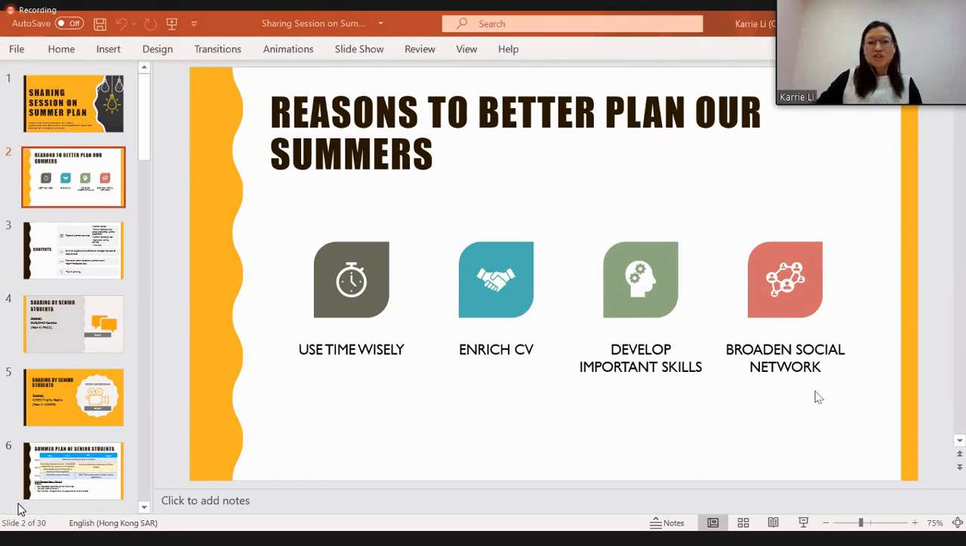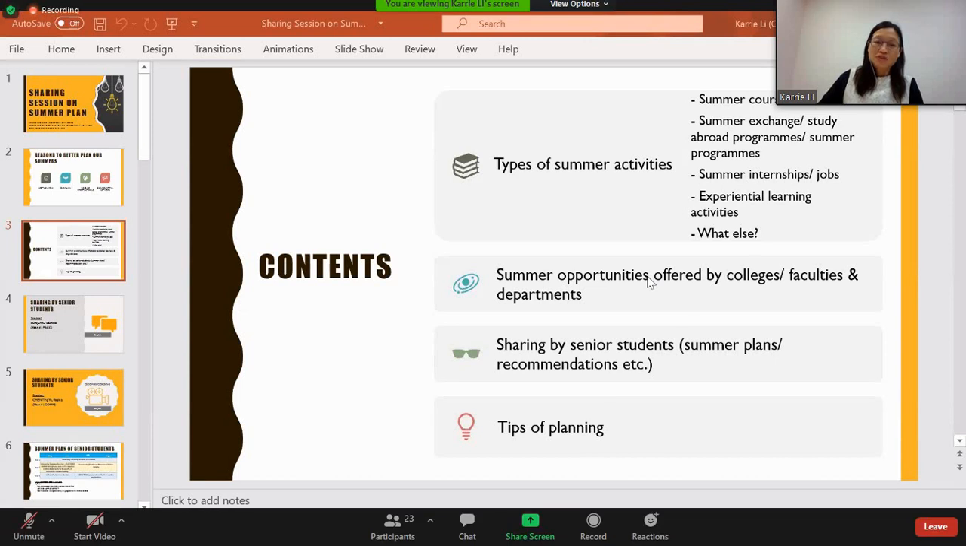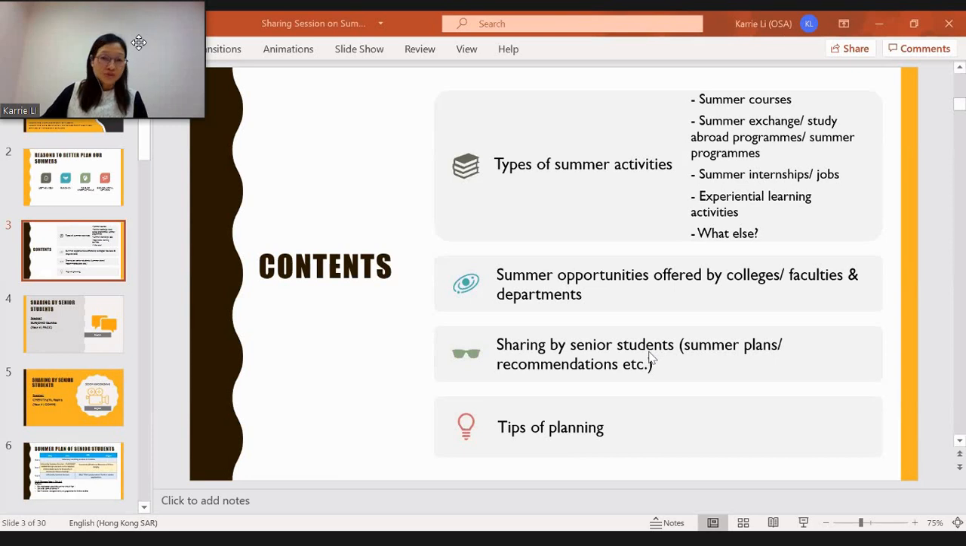Okay, so in this sharing session, we are going to cover all these. So first is different types of summer activities that the university can offer or will offer. And I'm also going to introduce to you some of the summer opportunities offered by your college, faculties, and departments. So the first part is mainly by the central units of CUHK. The second part is the colleges, faculties, and major programs. And then also the most important part is the student sharings.